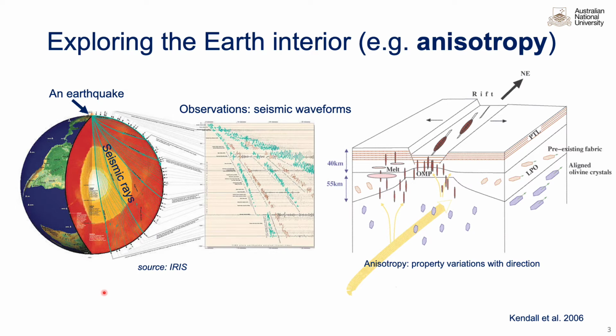With global network observations, we can explore the Earth's interior. For example, here is an earthquake that can generate a seismic wave that penetrates the Earth's interior and gets recorded by network stations, called seismic waveforms. These seismic waveforms can be used to study the properties of Earth's internal structure, for example, the anisotropy structure.